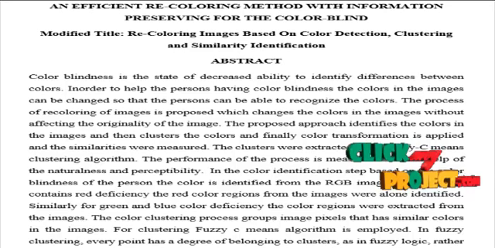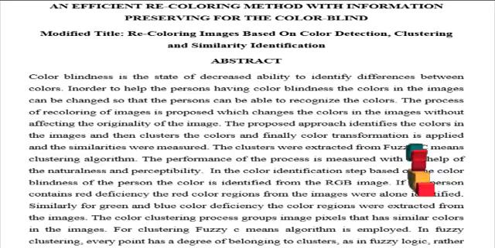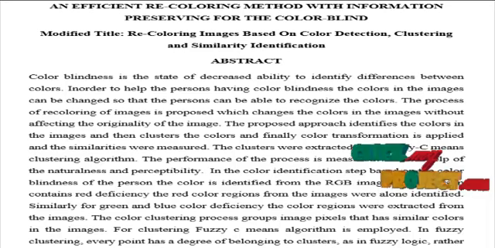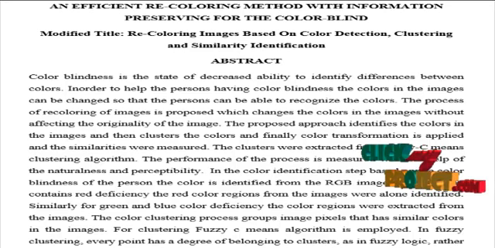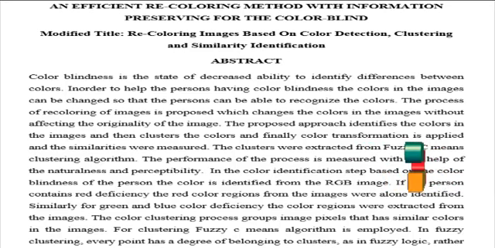The process of recoloring of the images is proposed, which changes the colors in the images without affecting the originality of the image. The proposed approach identifies the colors in the images and then clusters the colors, and finally color transformation is applied and the similarities were measured. The clusters were extracted from the images based on the fuzzy C-means clustering algorithm. The performance of the process is measured with the help of the naturalness and the perceptibility.